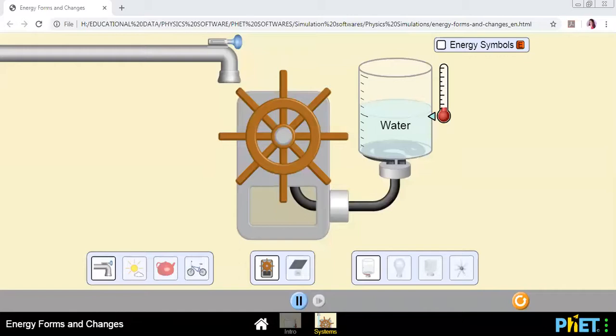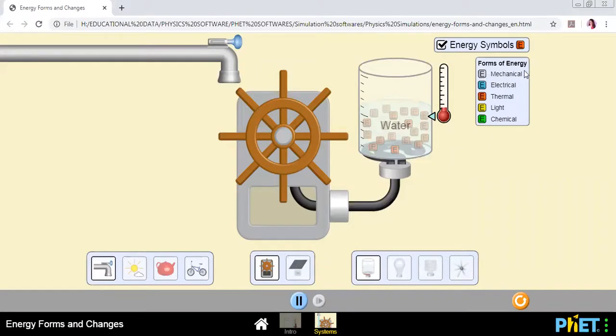Now look at this system. This is a system where you will find different forms of energy. Let me give you a brief idea about this simulation. You will find here these are the symbols that we are having.